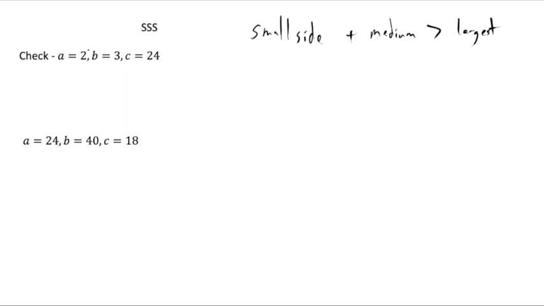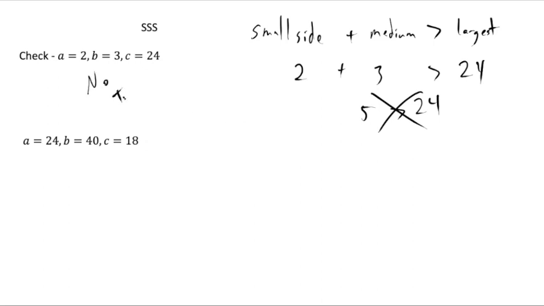In this example, the smallest of these 3 sides is 2. The middle would be 3. And the greatest would be 24. So 2 plus 3 gives me 5. And is 5 greater than 24? No. So this would not form a triangle. Anytime you are doing side, side, side, you should do that quick check first. Otherwise, you're going to start doing work and realize that your answers are just wrong and you did work for no reason at all because there was no triangle to begin with.